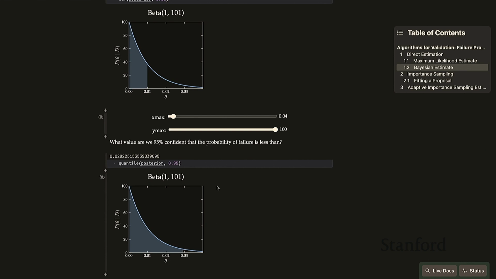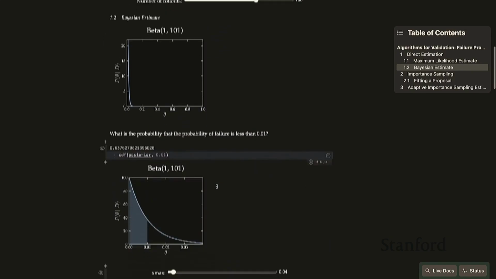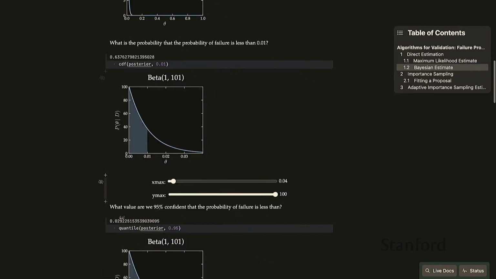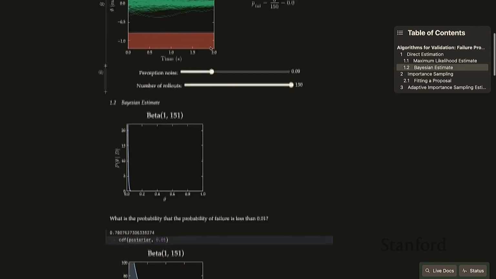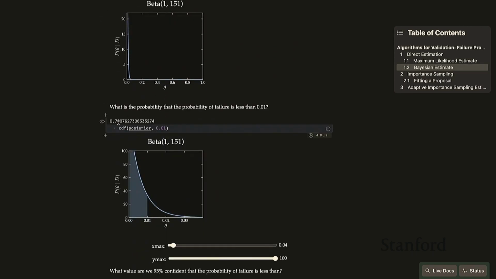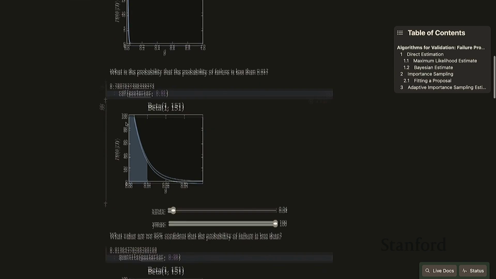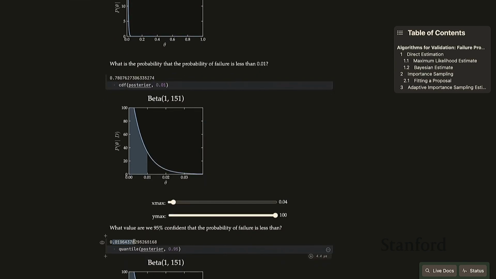Yep, draw more samples. That's exactly right. So remember we had this 0.637 and 0.02. So now let's increase the number of samples to like 150. We still don't observe any failures. And so now we're actually 78% sure that it's less than 0.01, and we have the smaller number for our 95% confidence one.